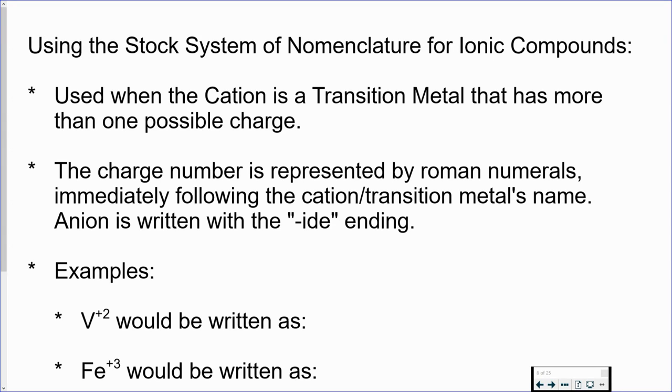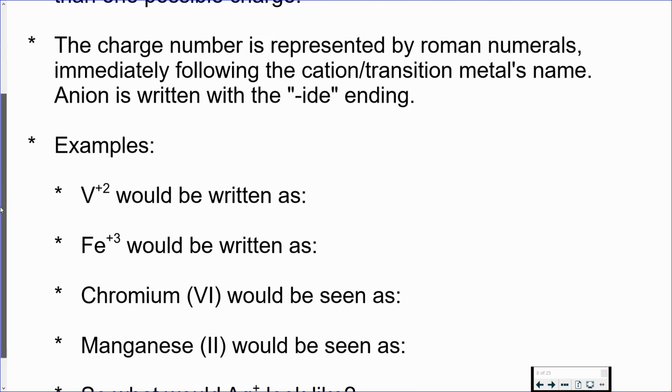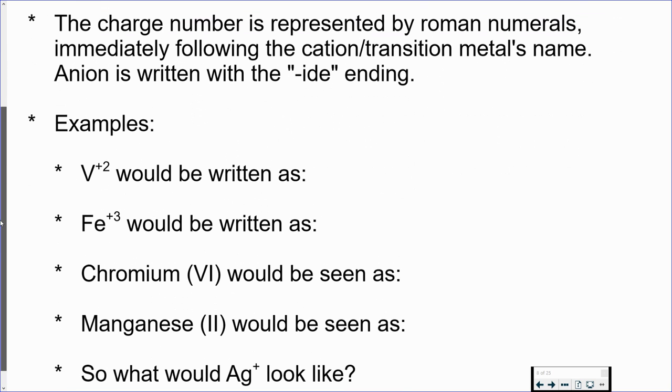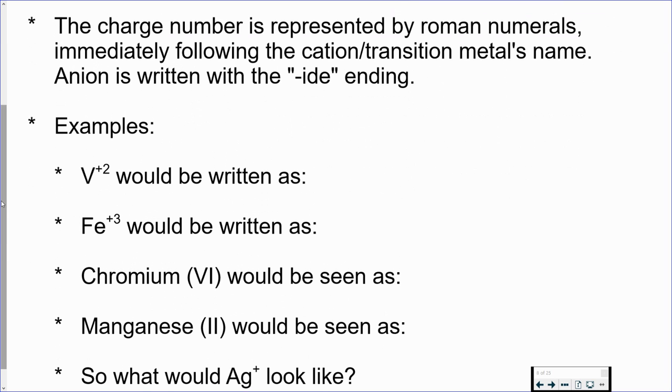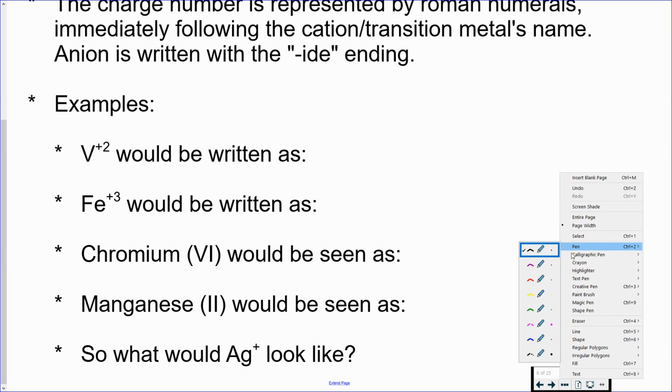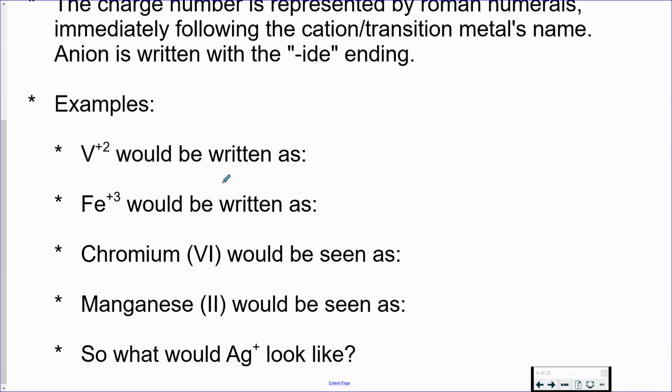Let's go ahead and add to our ionic naming with a little bit more nomenclature. So this time, the anion is still going to have the "ide" ending. However, we're talking about transitional metals. So transitional metals can have multiple charges. And there's a way that we identify that. And the way that we identify that is with Roman numerals.